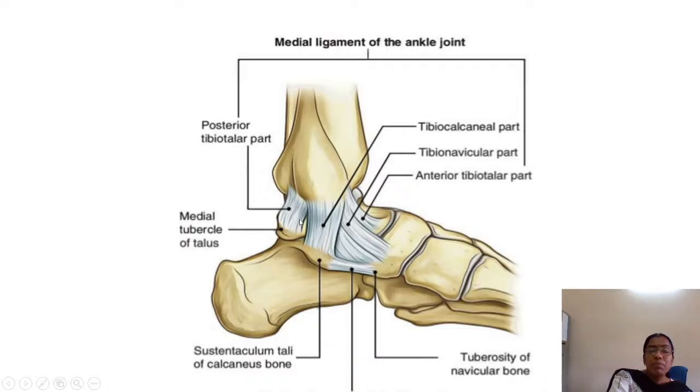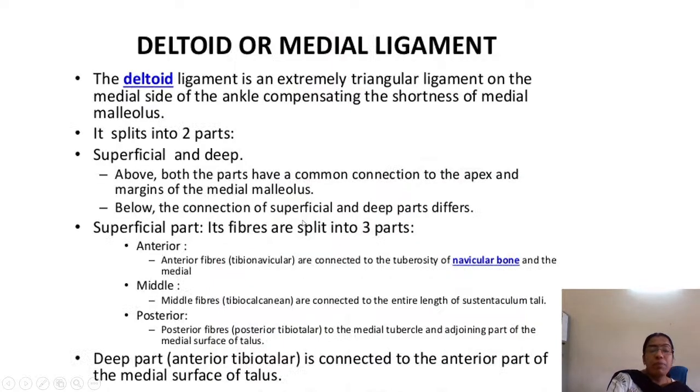So the superficial part of the medial deltoid ligament includes the tibio-navicular part, tibio-calcanean part and the tibio-talar part. So this is the tibio-talar part, the posterior part; the anterior part, the tibio-navicular part; the intermediate part, the tibio-calcanean part. So this is the superficial part of the deltoid ligament. As we have said, the medial ligament includes both the superficial and the deep part. Up till now we have finished the superficial part. Let's see the deep part.